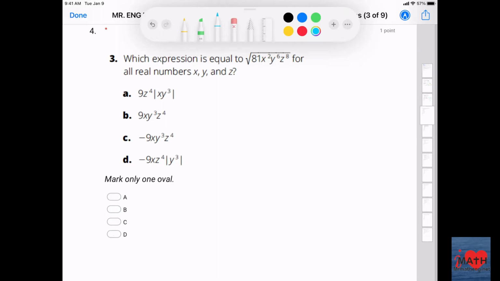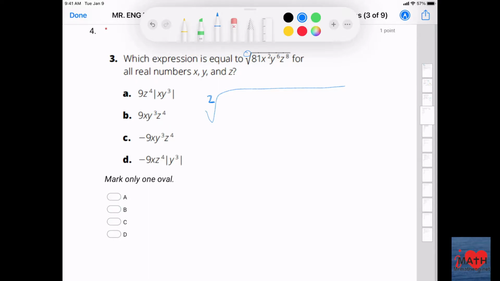Question number 3 here: which expression is equal to the square root of 81x squared y to the 6th z to the 8th, for all real numbers x, y, and z? So I'm going to rewrite this. And remember, there's no number up here, but it's a 2. The index or the root is 2.